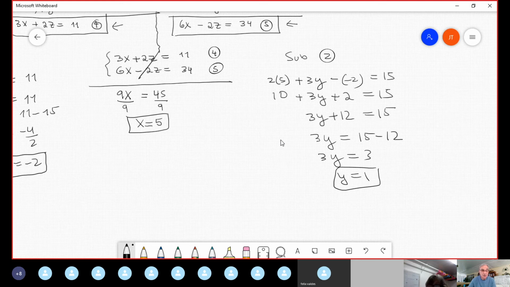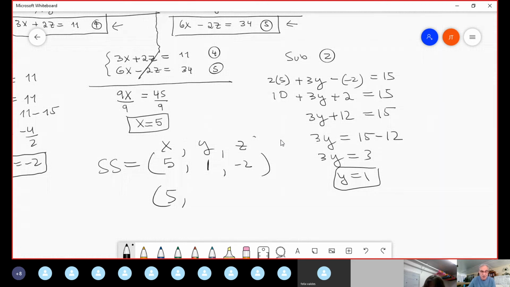So what is the answer? What is the solution set? Well, the solution set is the ordered triple, not an ordered pair, ordered triple. An ordered triple is formed in alphabetic order, x, y, z. This is a convention. x is 5, separated by comma. y is 1. And z is negative 2. This is the answer. The answer is 5, 1, negative 2. The ordered triple can represent the solution.